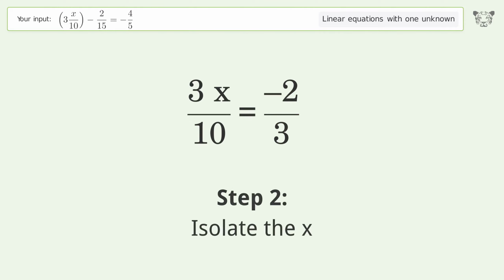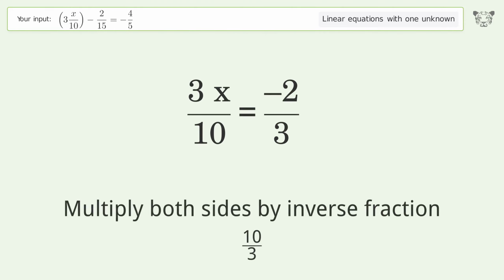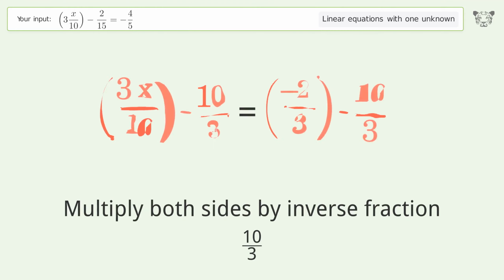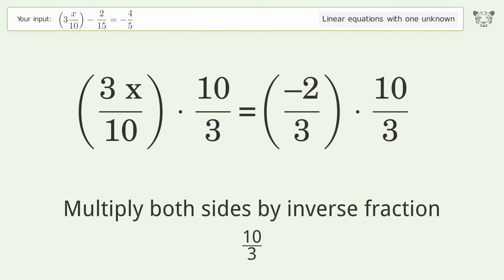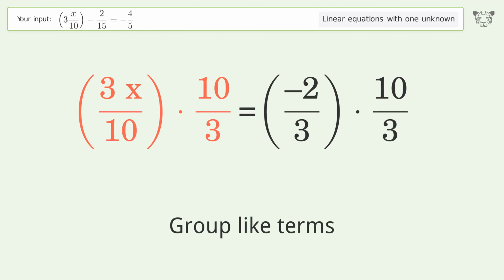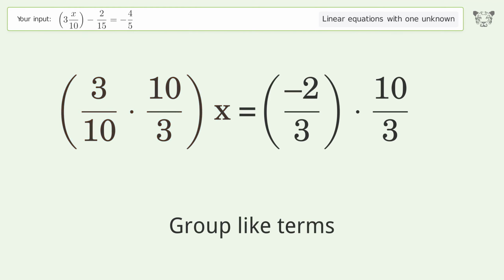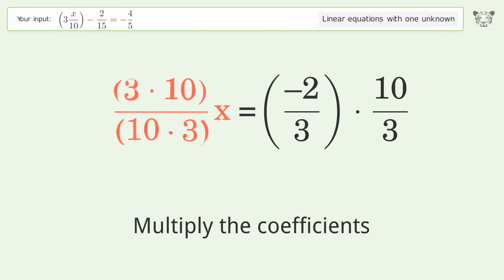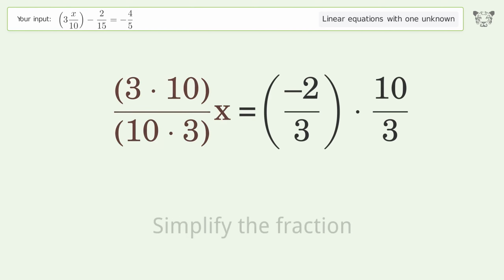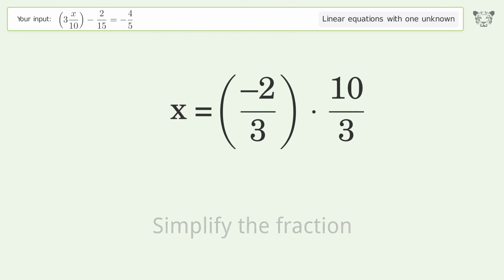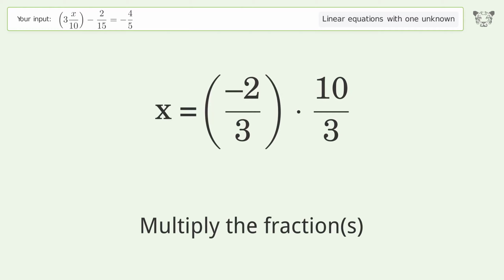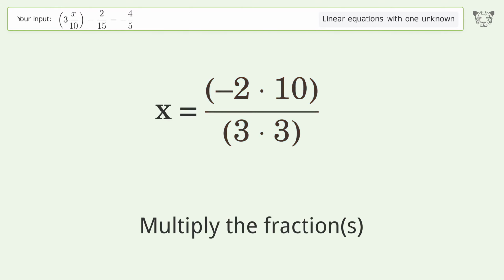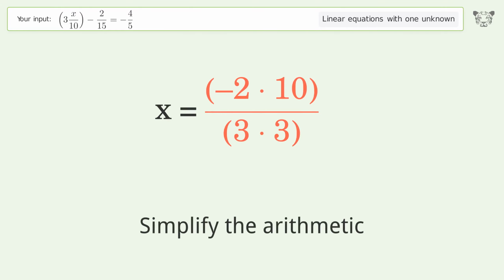Isolate the x. Multiply both sides by inverse fraction 10/3. Group like terms. Multiply the coefficients. Simplify the fraction. Multiply the fractions. Simplify the arithmetic.